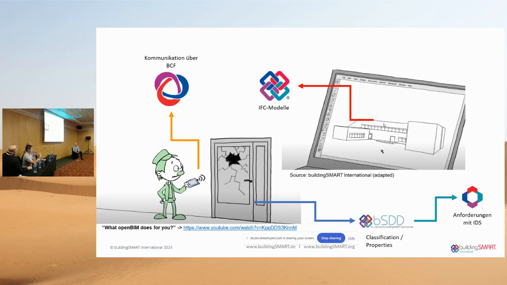Today, we will also talk about documentation, because documentation of existing stock is most important. We're not planning here exactly, but we document. In that case, we'll have to use BSDD, and we have to use requirements. And in that case, IDS.